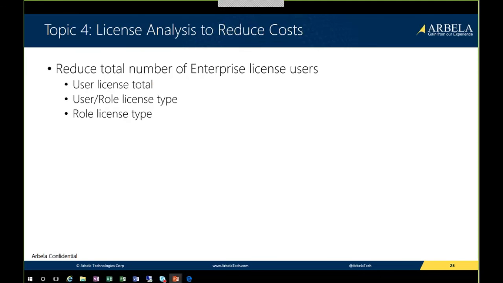So the idea here is to reduce the total number of enterprise license users, and we have a bunch of tools for that. So we have three reports. We have a role report that focuses on the roles, we have a user report that focuses on the users, and we have a combination report that gives you essentially all the information that you're going to need from both.